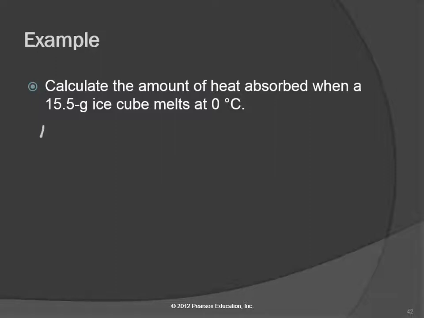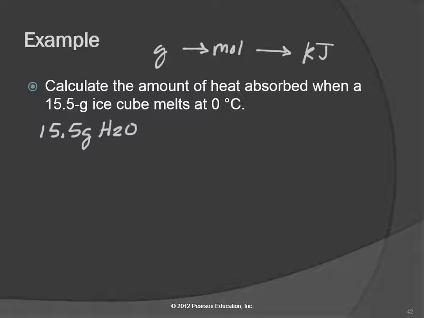So we've got 15.5 grams of ice, which is water. And they're asking us for the amount of heat, so that's probably going to be kilojoules. We're starting with grams. The path here is going to be the same as for calculating the vaporization. We need to convert our grams to moles and then moles to kilojoules, because the heat of fusion of water is plus 6.02 kilojoules per mole.